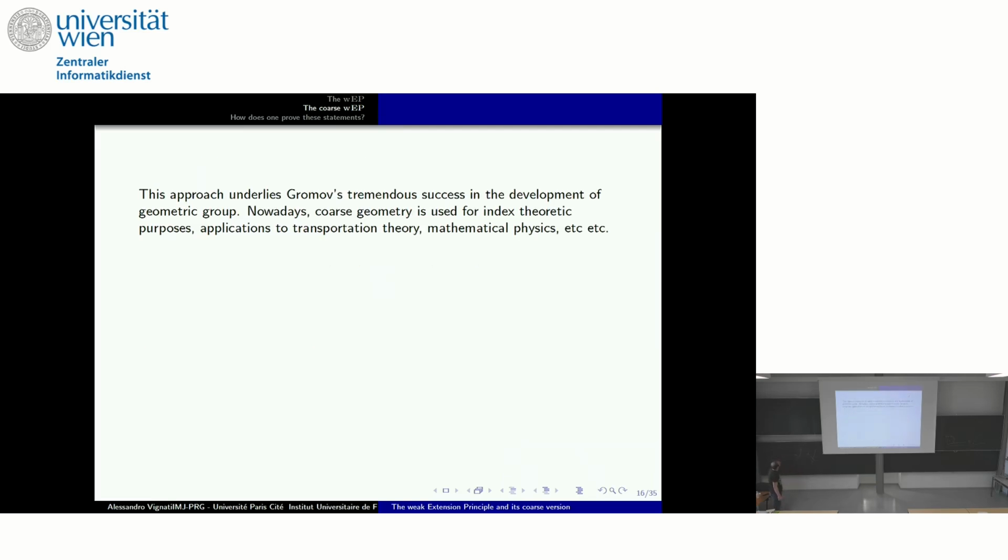And in fact, looking at spaces through coarse geometric lenses really underlies Gromov's approach to geometric group theory. And it has many applications in mathematics. I want to mention mathematical physics because we are here, but also group theory, transportation theory, semigroup theory. I've seen a lot of applications.